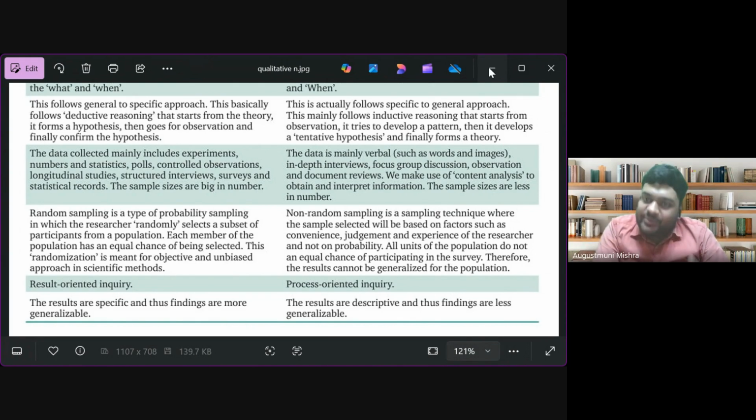Maybe there can be fabricated data used in qualitative research sometimes, which leads to questioning the reliability and validity of that research. So this is the basic difference.